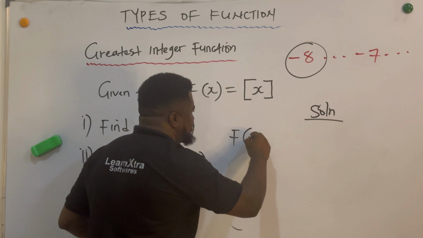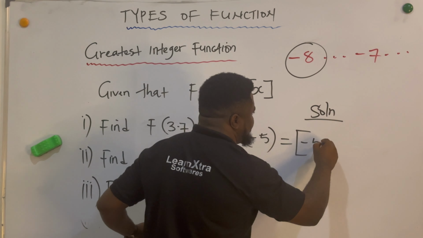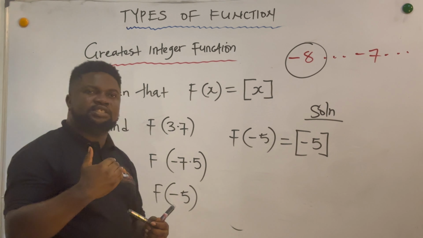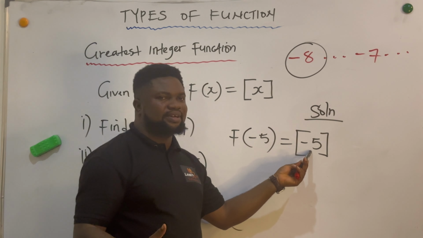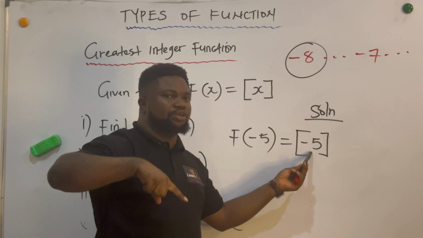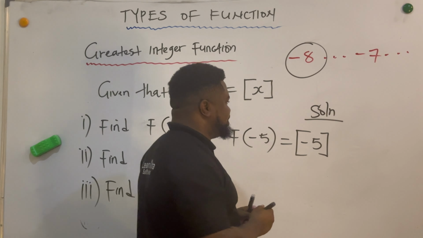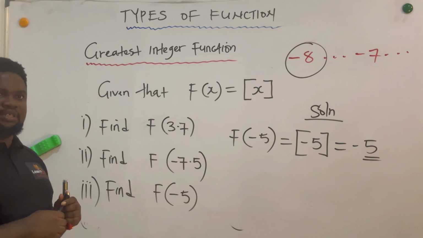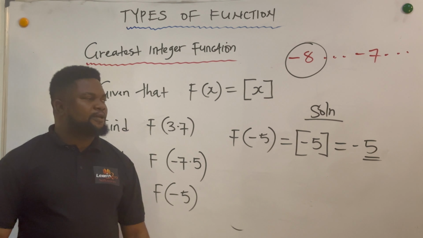f of minus 5 means the greatest integer of minus 5. Take note. Minus 5 is an integer. The greatest integer function value of an integer is that integer. So minus 5 is the answer. That's it.